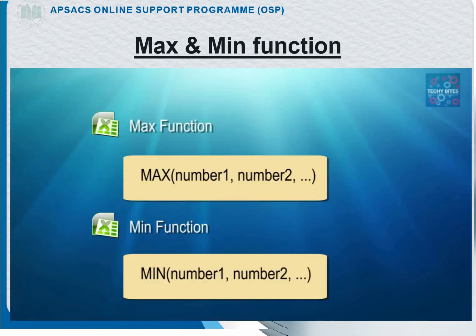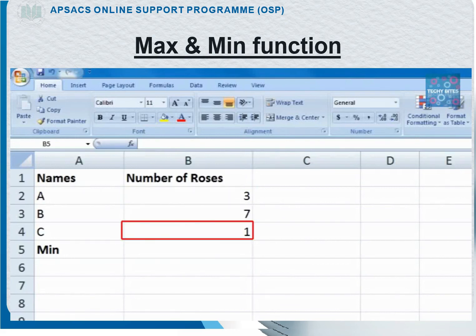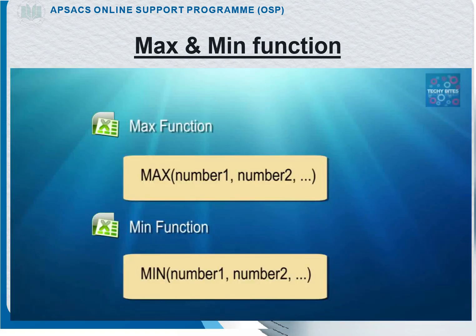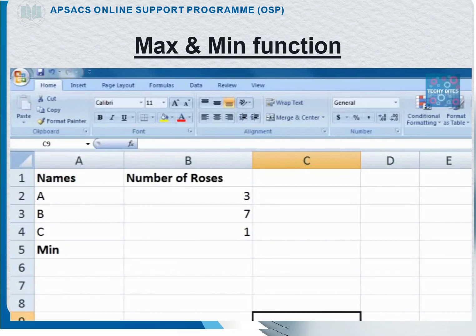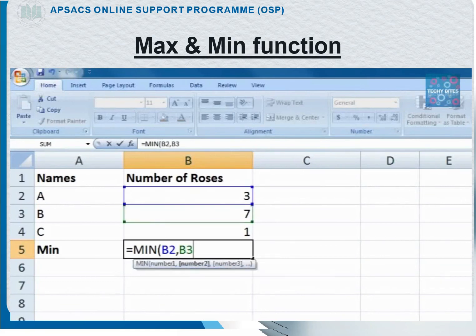Now, for the minimum function, let's consider the following example. Let's say A, B, and C are three kids who have some set of flowers with them. A has 3 roses, B has 7 roses, and C has 1 rose. Now, to determine who has the least number of roses, we use the minimum function. The function for this example is defined as follows. Define the min keyword, then open the round bracket, type in the 3 cell values, B2, B3, and B4, and then close the round bracket. It's simply MIN B2, B3, B4.